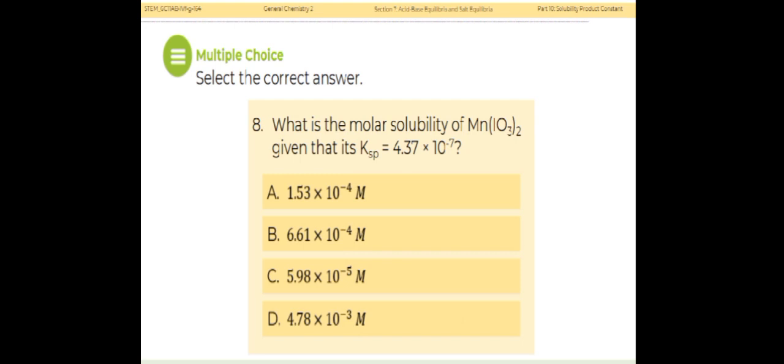Now we have number 8. What is the molar solubility of Mn(IO3)2, given that its Ksp is equal to 4.37 times 10 raised to negative 7? Is it A, B, C, or is it letter D?